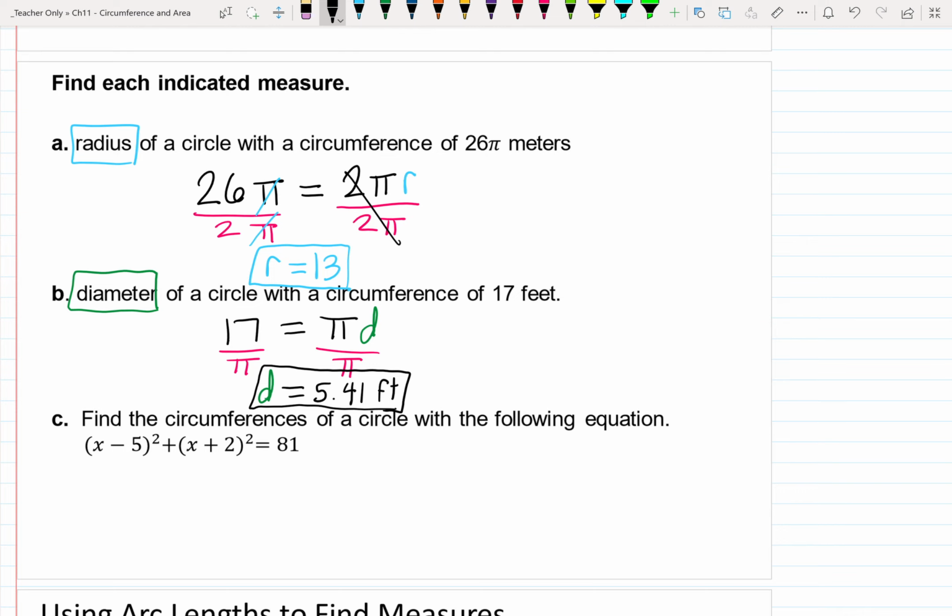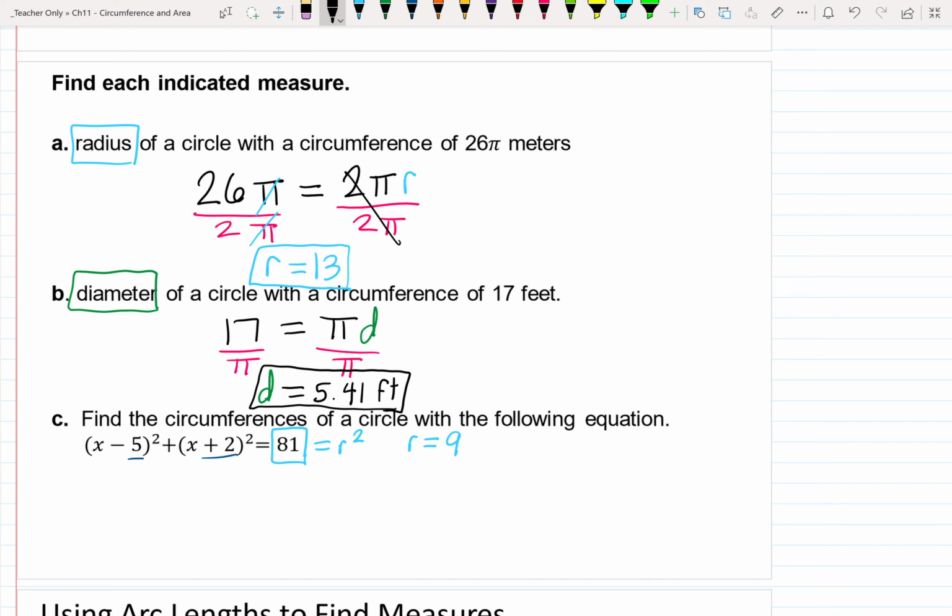Last question on this page, we want to find the circumference of a circle, and we're given the equation of this circle. The equation gives us 2 things. It gives us the center with these numbers here, which does not really help us with the circumference. The circumference has no bearing on where the circle is. It's just how big is it. So what we need to use is this part of our equation here. Remember, on the equation of a circle, this is r squared, which means r would just be the square root of 81, which is 9.